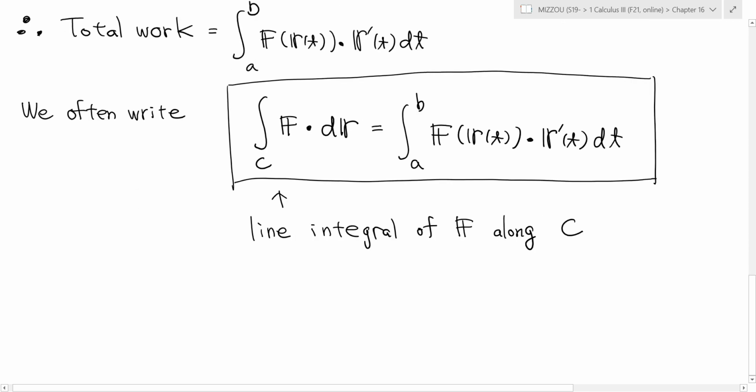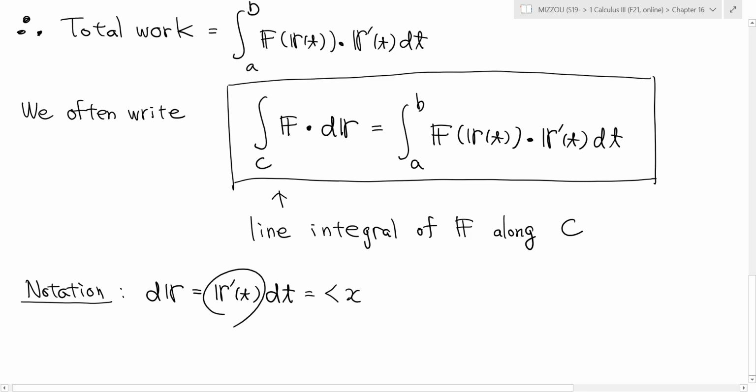All right, and let me also introduce more notations for the line integral of a vector field. This strange looking symbol dr, d vector r, is just a shorthand notation for this. It's just a notation. But what do you mean by this? Remember, r of t is just a parameterization for the curve. So we have this.